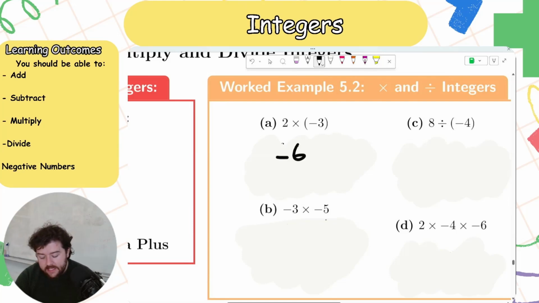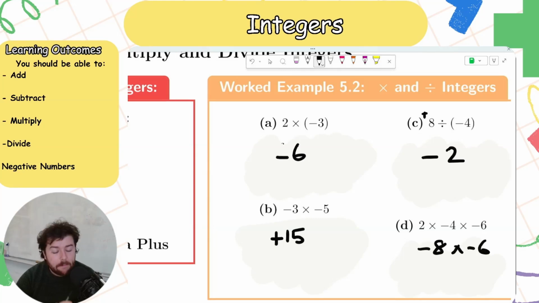What about minus 3 times minus 5? Minus times minus is plus, so that becomes positive 15. 8 divided by negative 4: that's a positive divided by a negative, so I put in the minus sign. 8 divided by 4 is 2, so negative 2. And what about 2 times minus 4? That's going to be negative 8, and I'm multiplying that by negative 6. Minus times minus is a plus, so minus 8 times minus 6 becomes a plus 48.